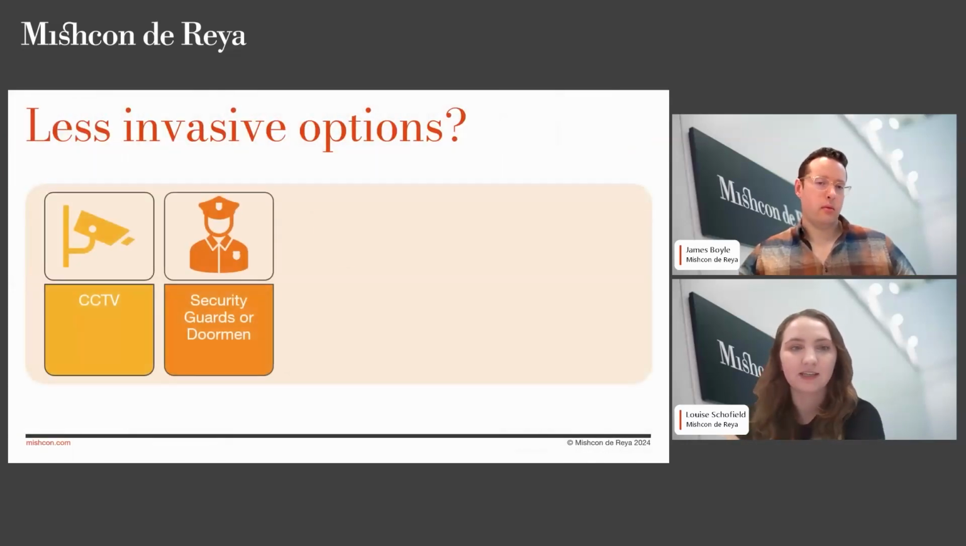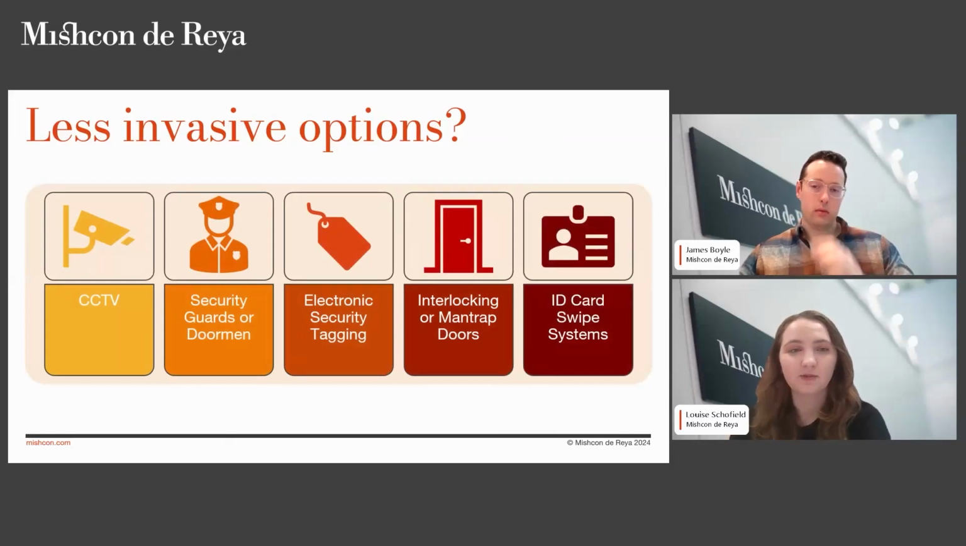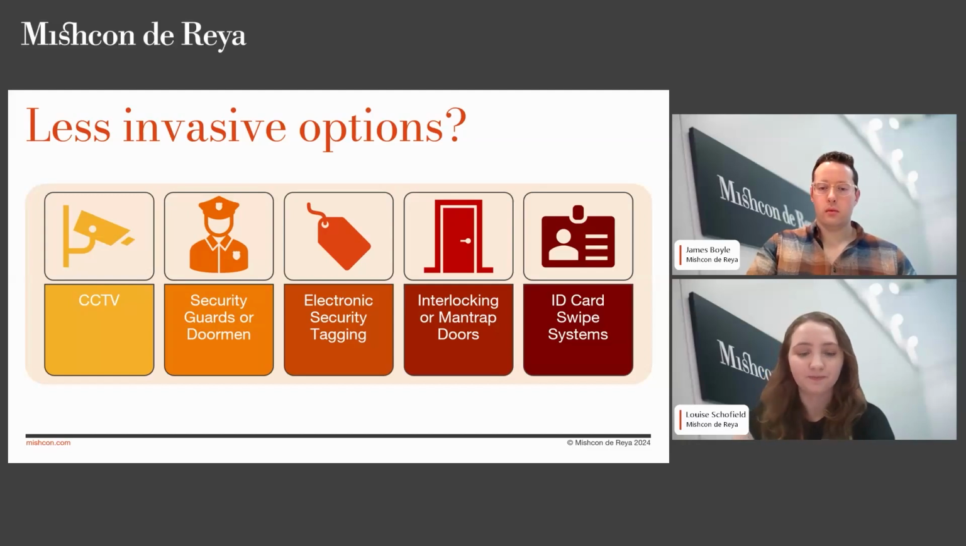So for these two case studies, there are a variety of things that may be more suitable. For the employee example, security guards, doormen, electronic security passes or ID code swipe systems are very useful. If you're in more of a retail environment, then things like electronic security tagging, which a lot of shops already have in place, can be quite useful alongside other measures like CCTV and security guards. And in some scenarios, if you have luxury goods, having some kind of interlocking or man-trap door may be more suitable.